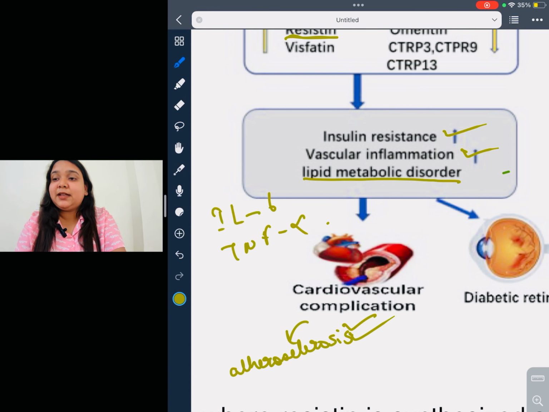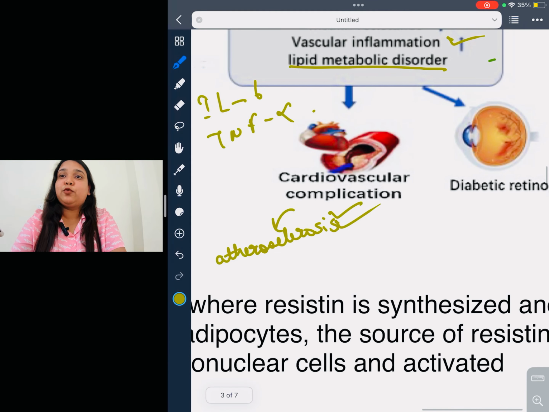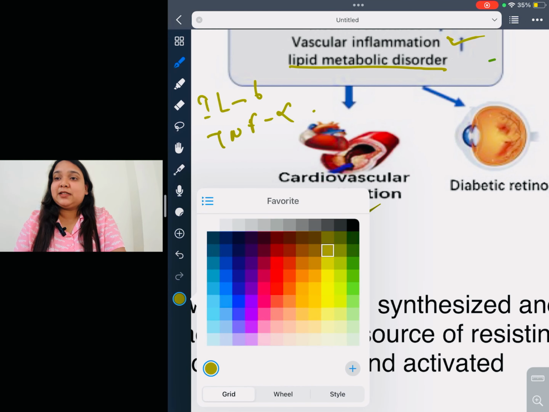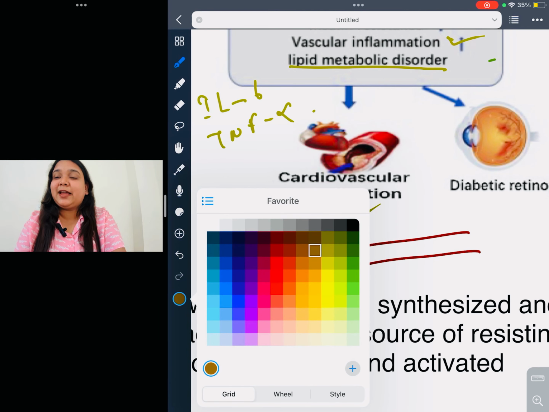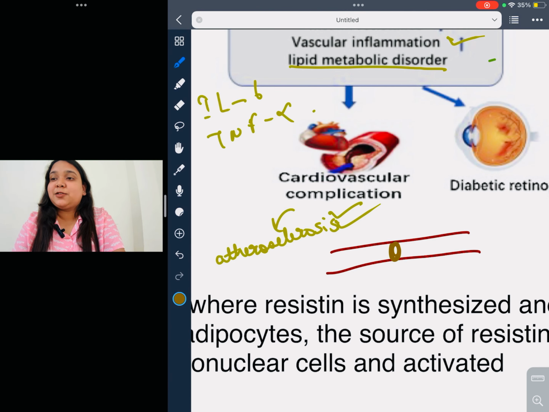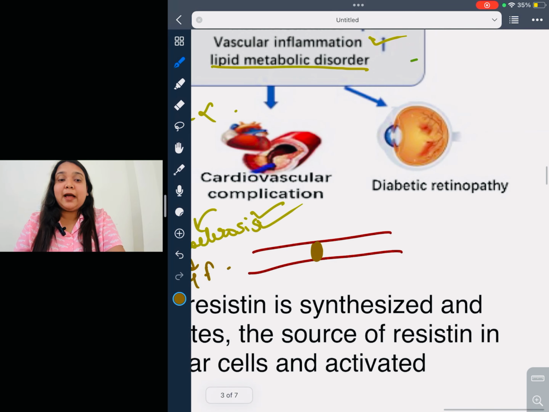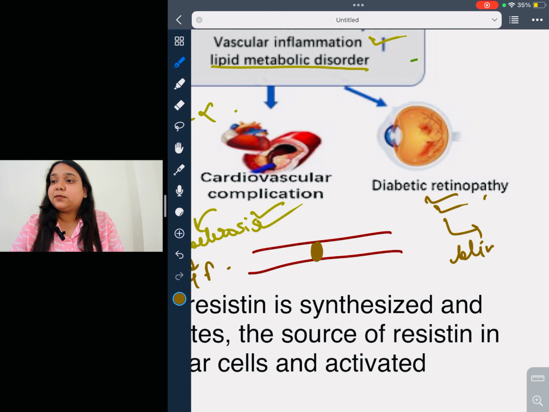Now, what happens in atherosclerosis is that suppose this is the blood vessel. In atherosclerosis, there can be formation of plaques over here, which can hinder the flow of blood. So there can be a high risk of heart failure in these patients with atherosclerosis. One more complication we can have over here is diabetic retinopathy. Now this diabetic retinopathy can further cause blindness.